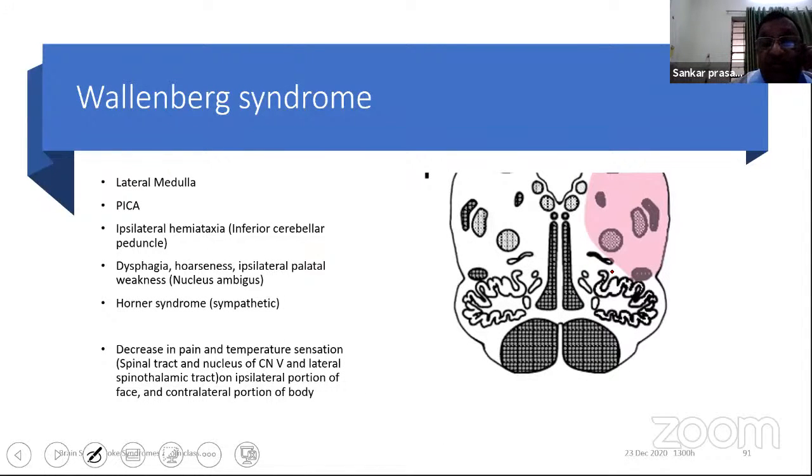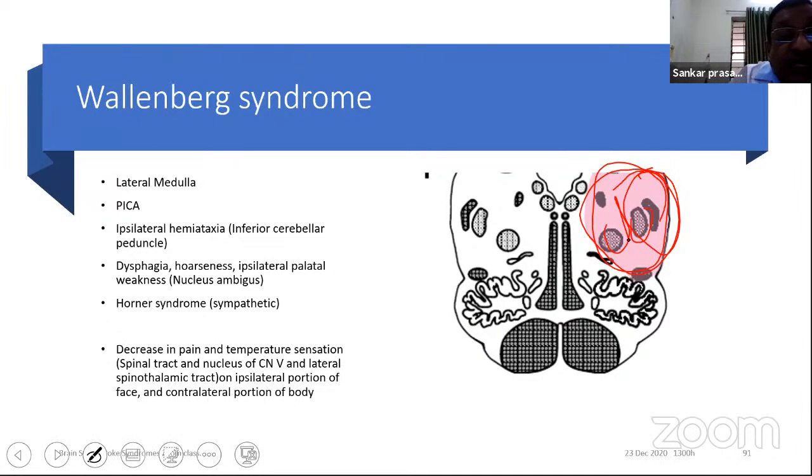Wallenberg syndrome, this is the lateral medulla, this is the Wallenberg syndrome, and posterior inferior cerebellar artery territory is this. You get ipsilateral hemiataxia because the inferior cerebellar peduncle, which is stationed here, will be affected. There will be dysphagia, hoarseness, ipsilateral palatal weakness because of nucleus ambiguus involvement. The sympathetic pathway is also involved, so you get Horner syndrome, and contralaterally you will be having spinothalamic tract affliction.